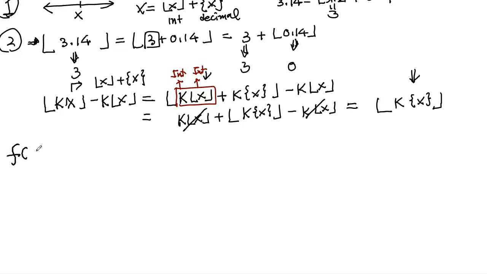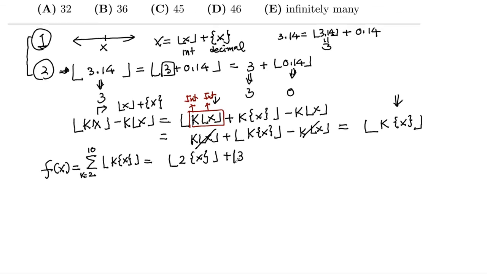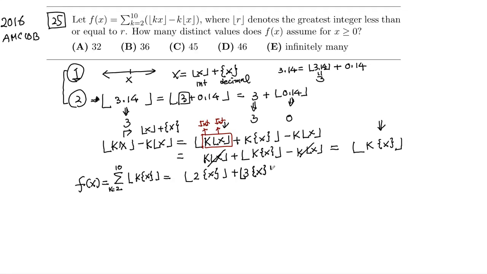So the function f of x can now be expressed this way: sigma, k equals 2 to 10, where k is the index and the function is the greatest integer of k times the decimal. Putting in k from 2 to 10, the first is 2 times the decimal, plus 3 times the decimal, 4 times, and keep going up to k equals 10.